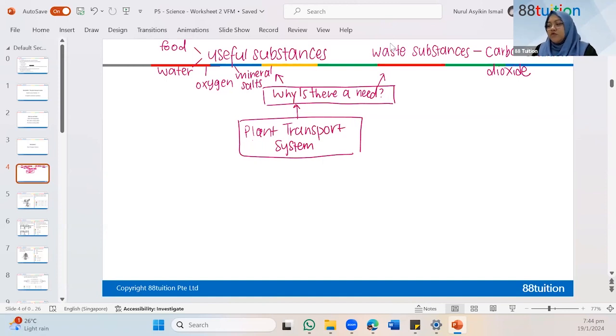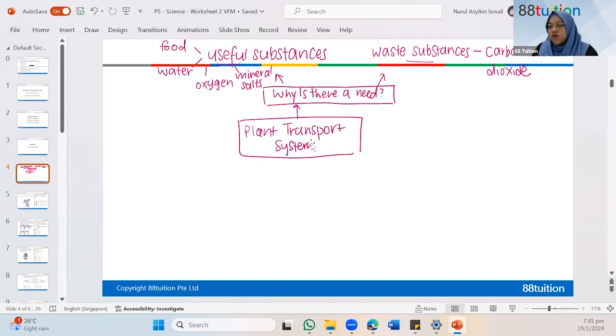So these two, useful substances and waste substances, need to move around in the plant in order to give to other parts of the plant or remove from the plant altogether. That's why the transport system is very important in the plant. If not, then everything will be stuck in the place.